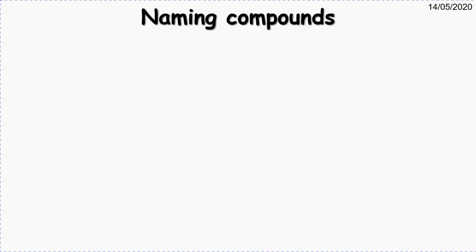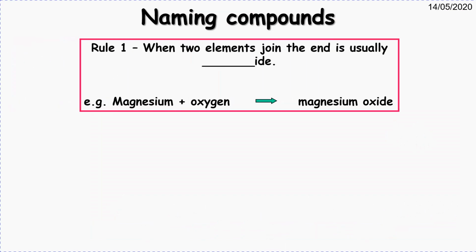Now, in terms of naming these compounds, normally we can have 2 elements joined together, and we change the end of the second one to IDE. So in this case, I've got magnesium and oxygen. Now, normally when we name things, the name of the metal goes first. Okay, so in this case, magnesium is the metal, that goes first, and then the oxygen becomes oxide. So I've joined together magnesium and oxygen, and my compound is called magnesium oxide.